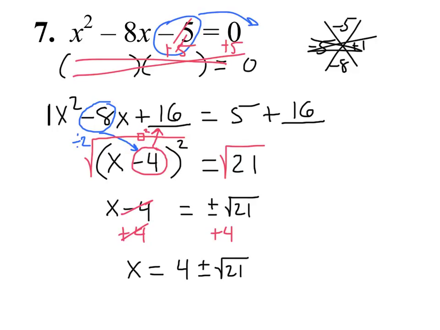Okay, rather than saying plus and minus 21, then plus 4, it makes more sense this way because now you know that only the square root of 21 is both positive and negative. So it kind of clarifies the work on that.